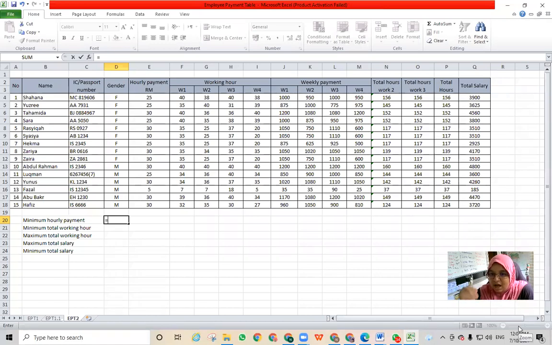Yes, number 13, but how do we give the instruction for the spreadsheet to count this for us? Equals to min, you see, min is there. In the bracket, choose the range, this is very important. The range is from E4 until E18. Close the bracket. What do I do after this? Enter. Ta-da! So the answer is that. Is that you, Anas? Yes.